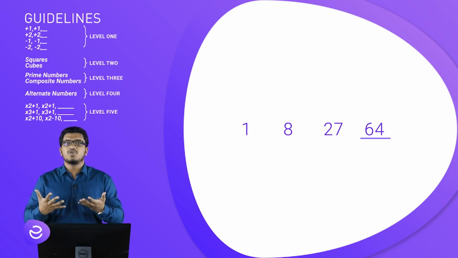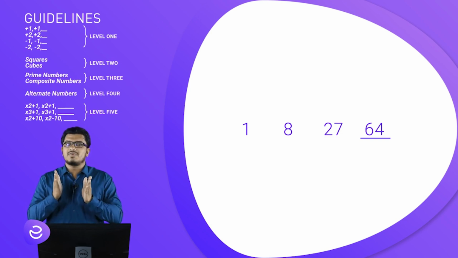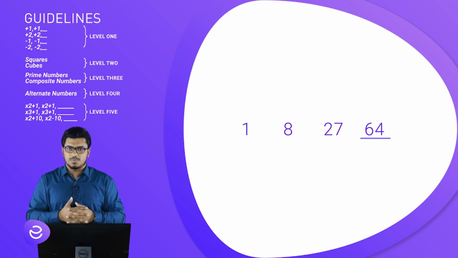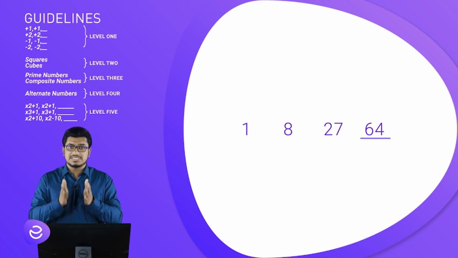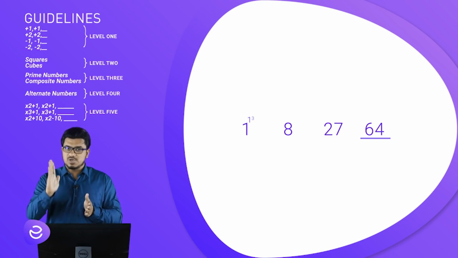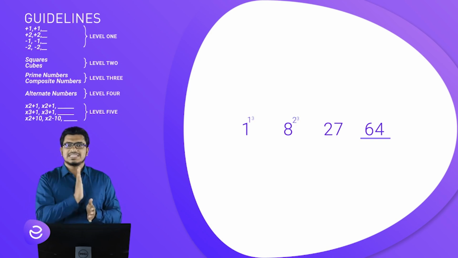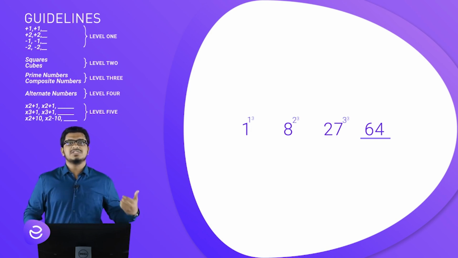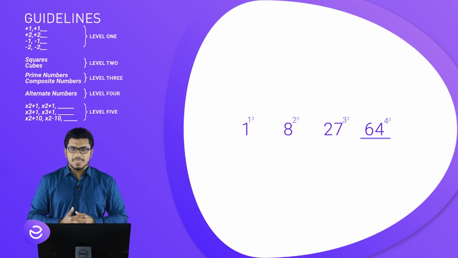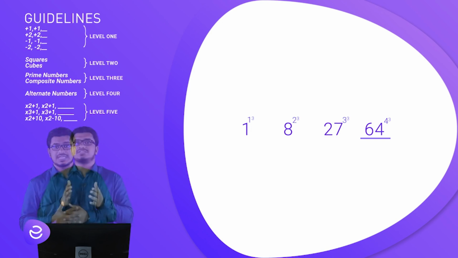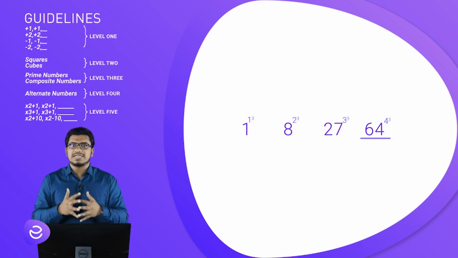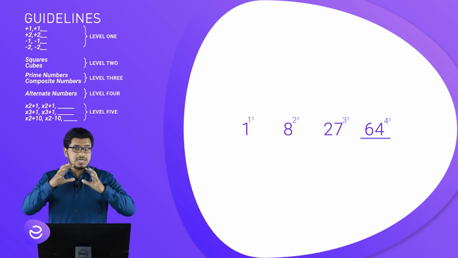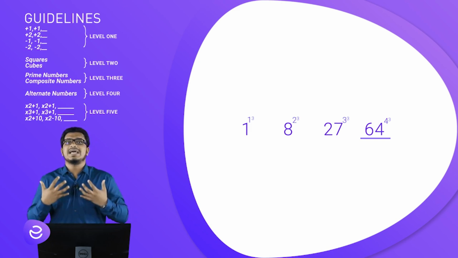The next thing you have to do is identify whether it is a square or a cube. This one we can tell is a cube. 1 cube is 1, 2 cube is 8, 3 cube is 27, and the last one, 4 cube, is 64. This is why I'm telling this: when you get a number series question, you might not necessarily get the answer the first time.